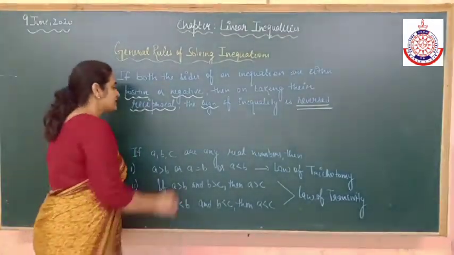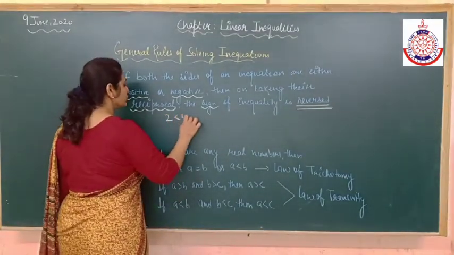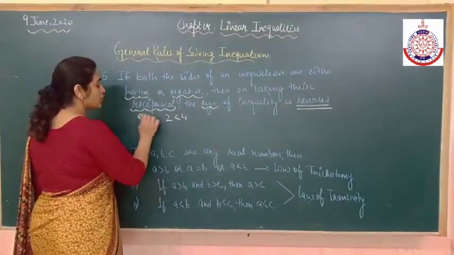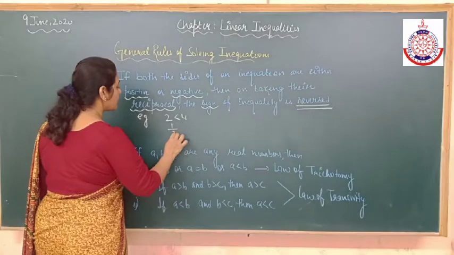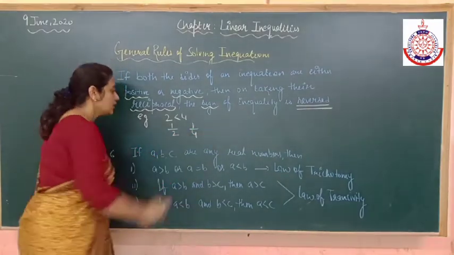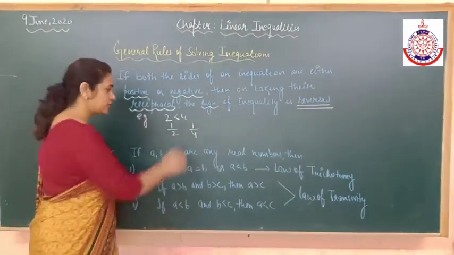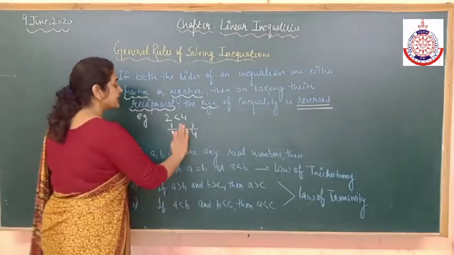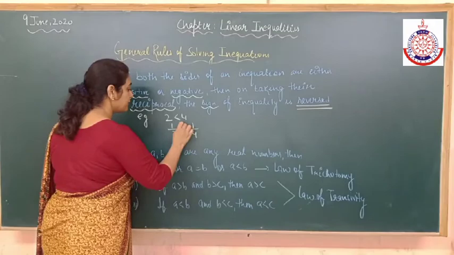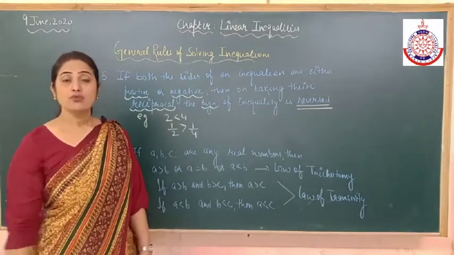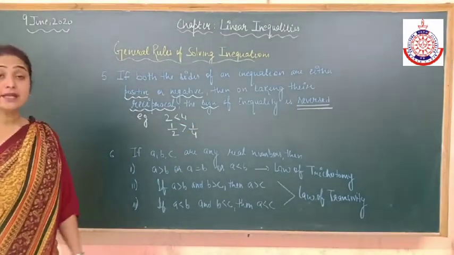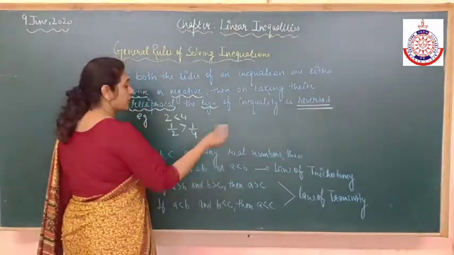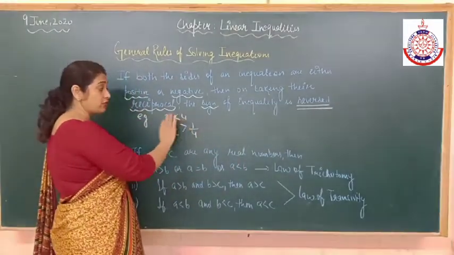Alright, if I say 2 is less than 4, now if I take the reciprocal of it, 1 by 2 and 1 by 4. So can I put it like this? No, 1 by 2 is greater than 1 by 4. So the sign of inequality changes. It is reversed. So both sides should be either positive or negative.